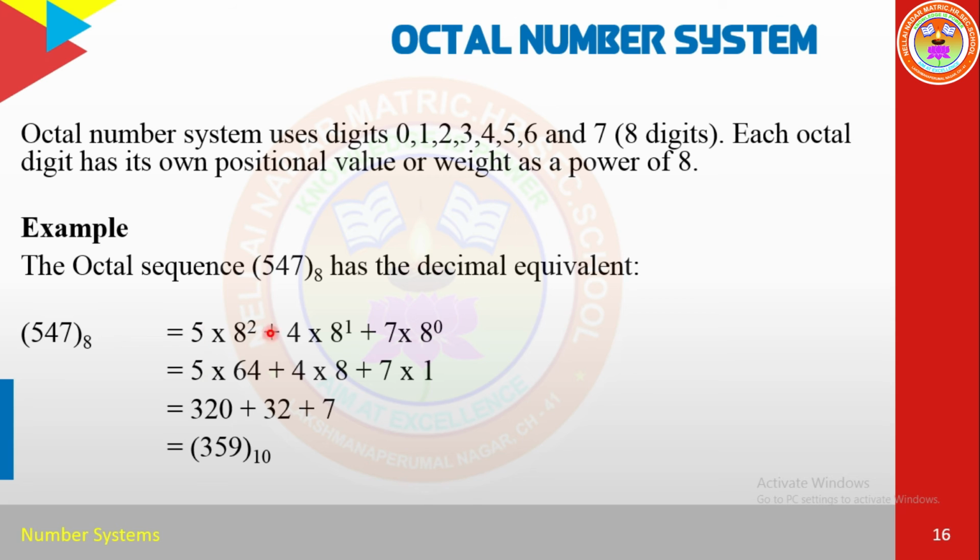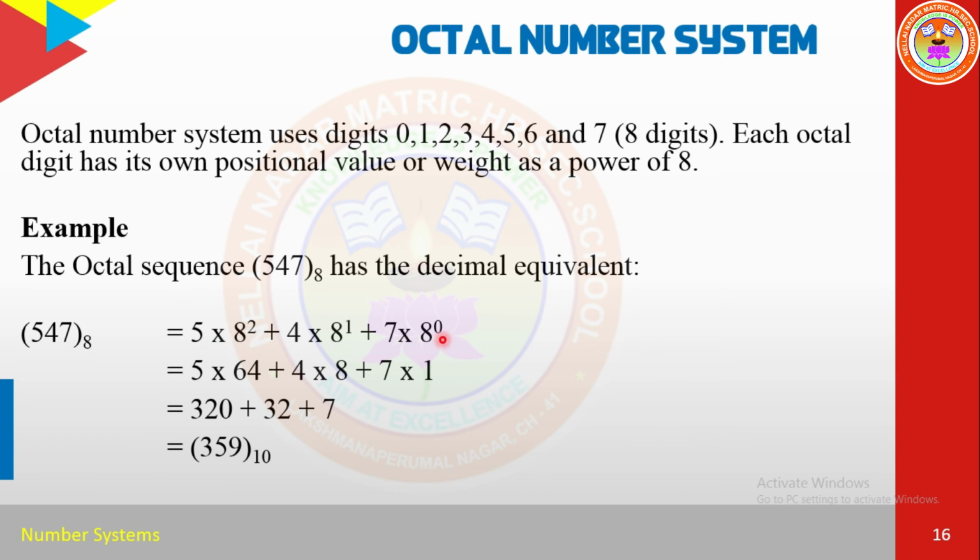The same procedure. You split the number 547 into 5, 4, 7. The first value you always take is the least positional value, that is 8 power 0, because this is an octal number, so we take 8. So 7 into 8 power 0, plus the next value 4 into 8 power 1, which is the next position value. Then the third one is 5 into 8 power 2.